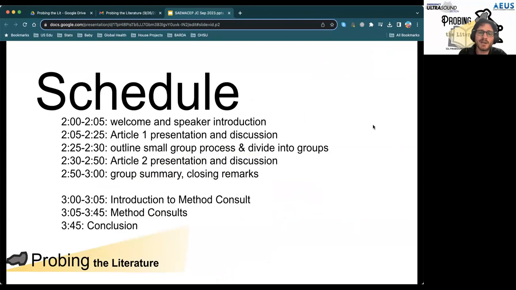And then we'll break out for some small groups for about 20 minutes, discuss the paper, which is going to be on hyperdynamic function in ultrasound and sepsis and septic shock. And then for the last 5 or 10 minutes, we'll meet back, talk about our learnings, design new studies, and fix this problem once and for all.